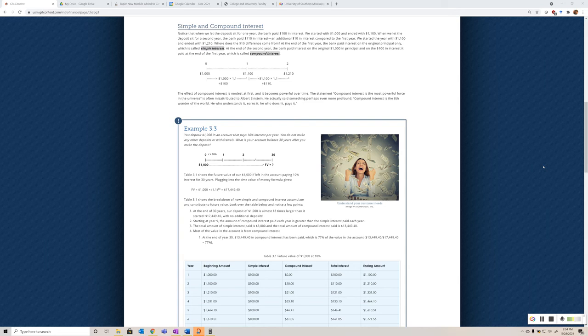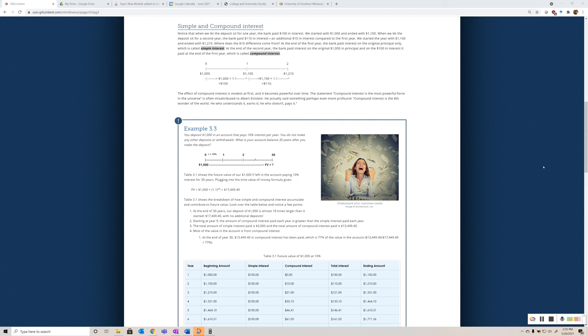And before we dive into the example, let's back up for just a second and talk about the difference between simple and compound interest. Now, in the previous example, 3.2, we were really only looking at simple interest because we were only looking at a 1-year period. We only earned interest in our bank account for 1 period. If we start looking beyond that, we're going to start running into compound interest.